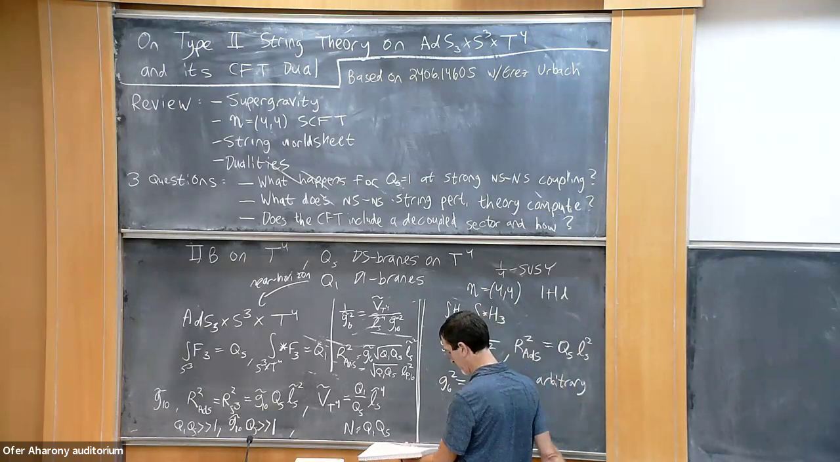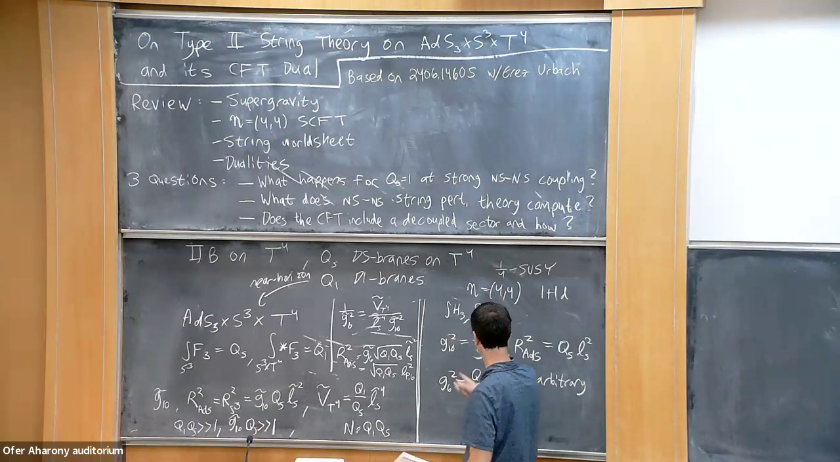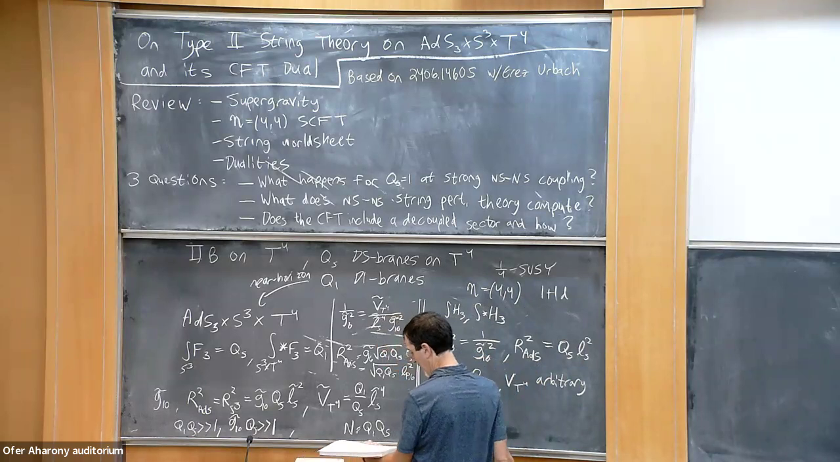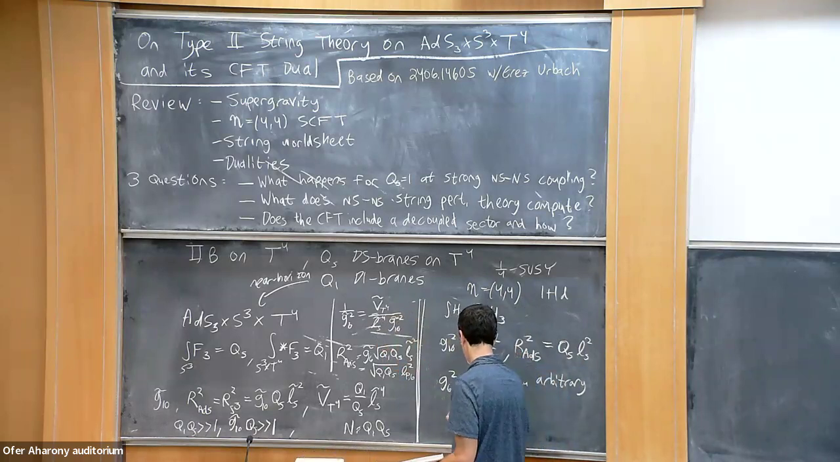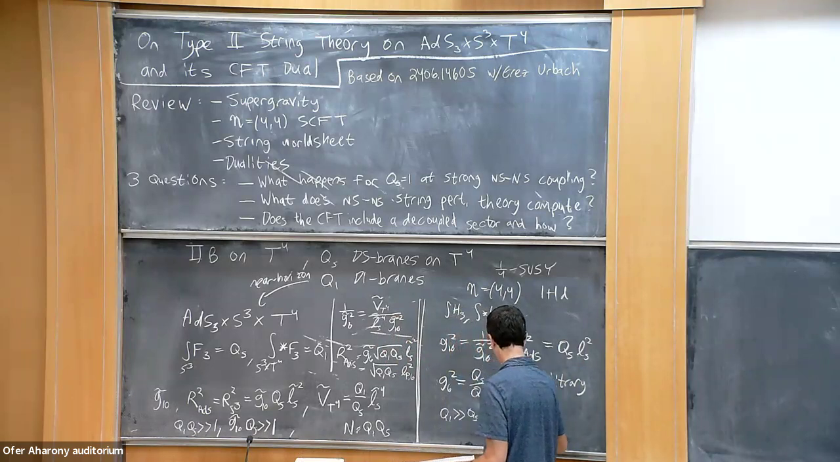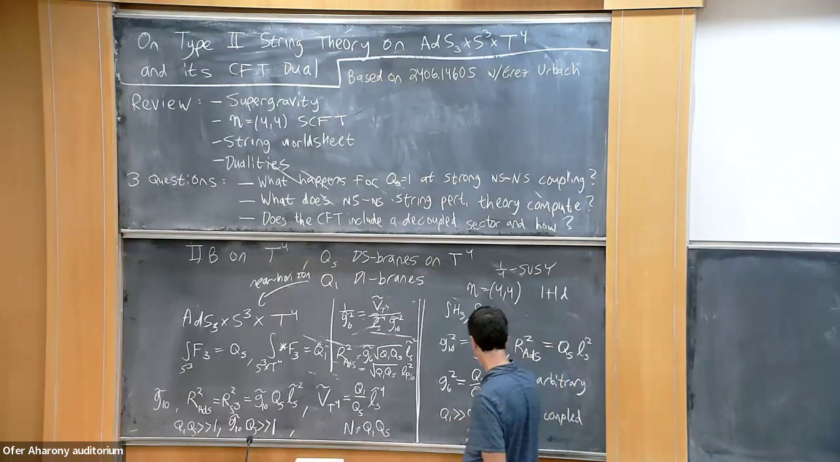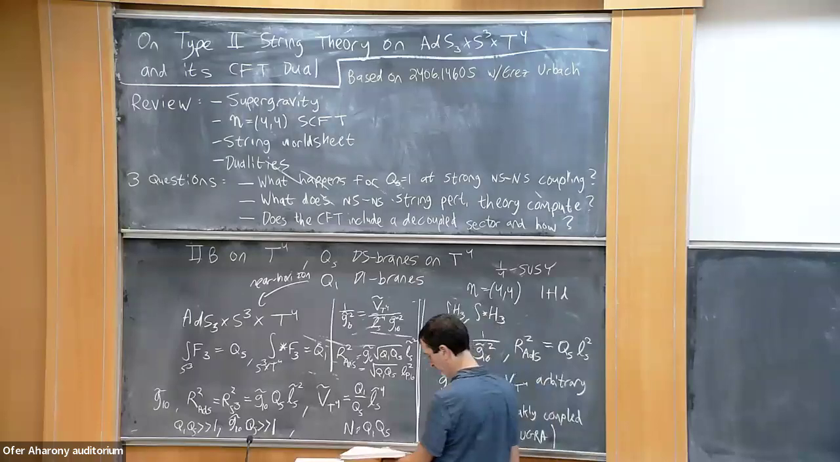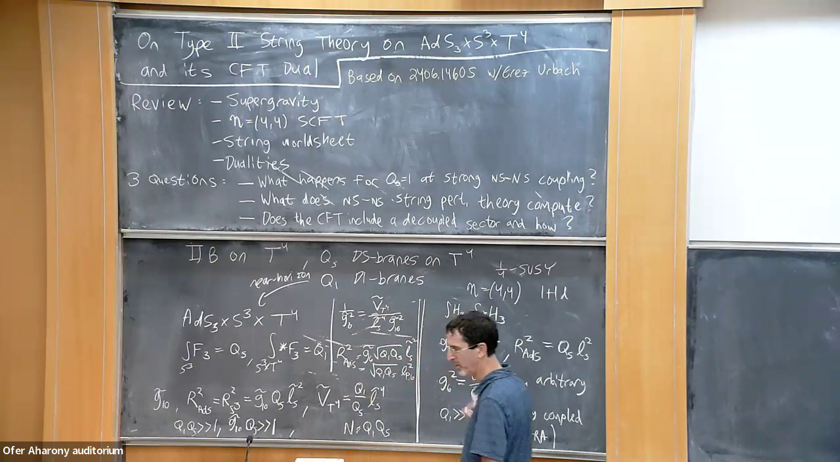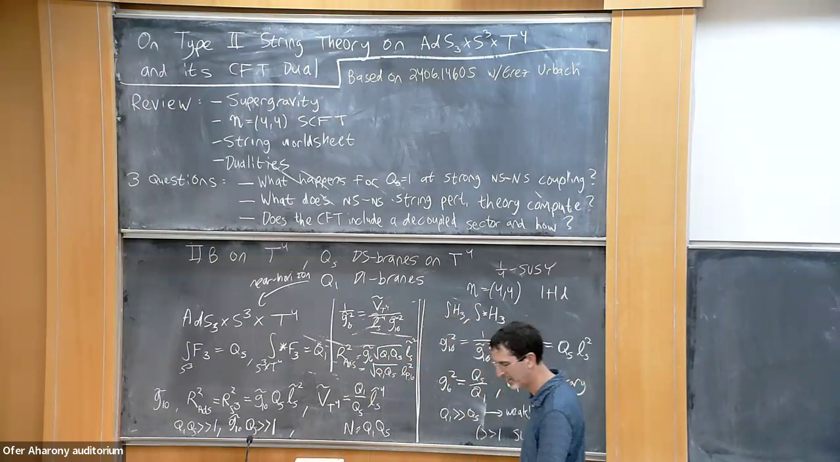So again, it just follows by S-duality from the other frame. And of course, one can check that it's consistent with the usual relation between G10 and G6. This description is weakly coupled if Q1 is larger than Q5. And of course, supergravity is valid if this is also much bigger than 1, then the supergravity approximation is valid and the curvatures are small. So that's the first brief overview of the most important parameters in this background.